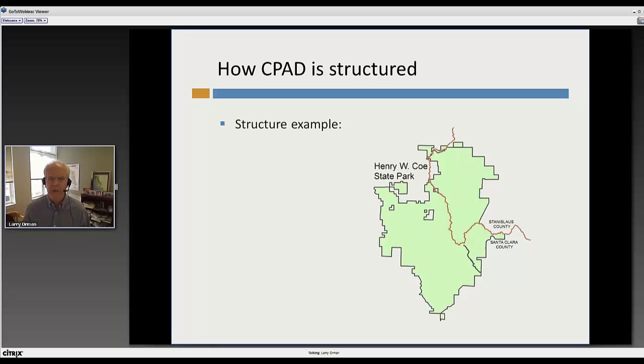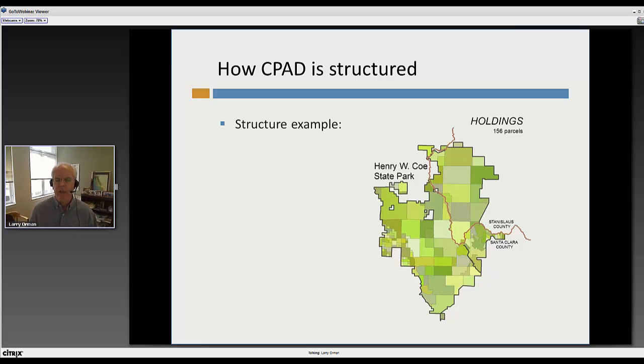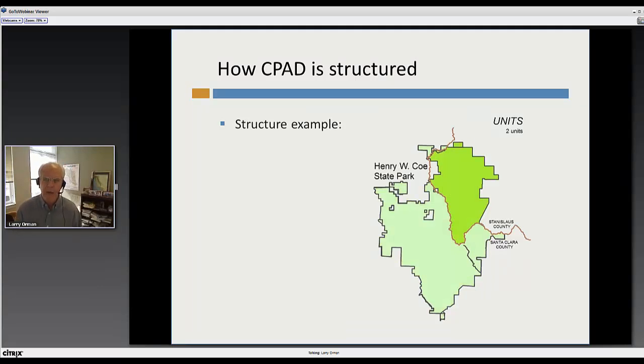If we look at how this structure works when we actually go to see it on the ground, here's an example of Henry Coe State Park in the Bay Area. The holdings level looks like this. It's made up of 156 separate parcels. If we aggregate those broken by county, we get 2 units. And if we aggregate it by the broad name, we get 1. We call that a super unit.